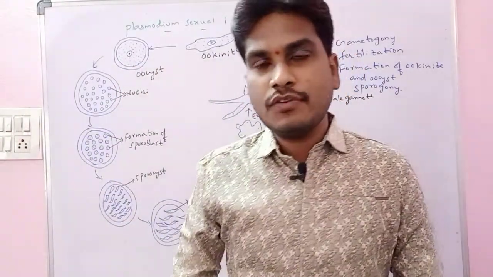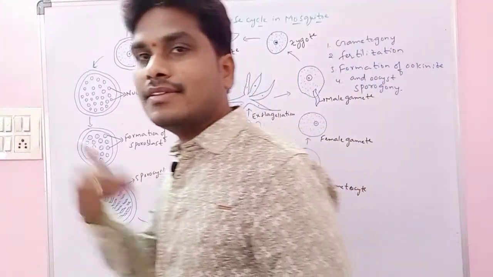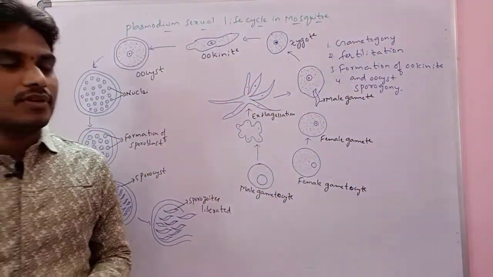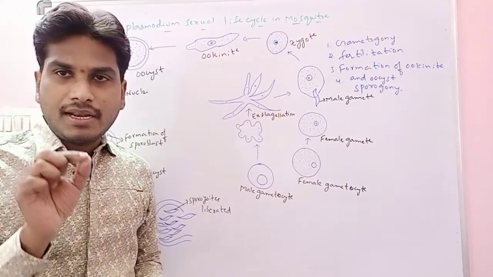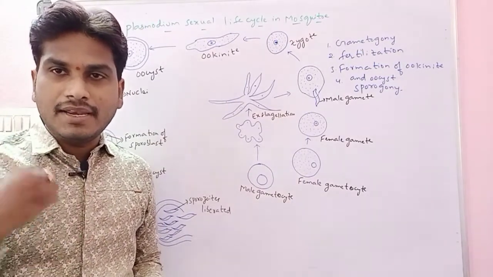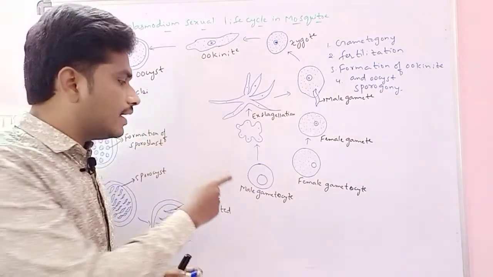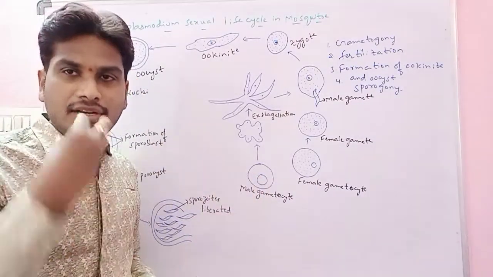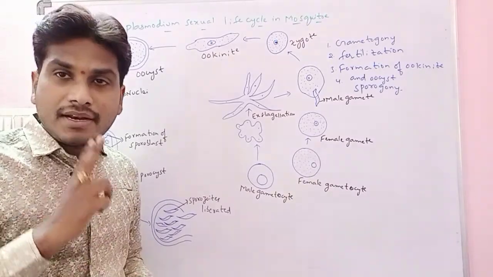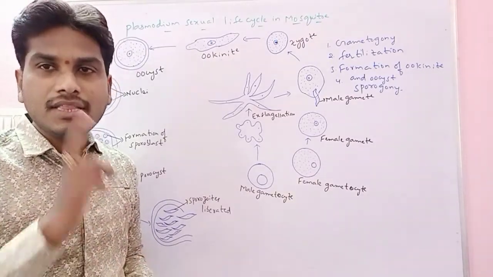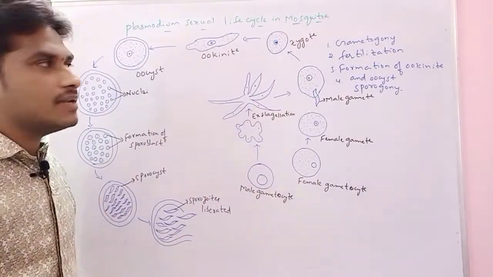First of all, how do the male gametocyte and female gametocyte enter into the female Anopheles mosquito? Whenever the female Anopheles mosquito bites a malaria patient, the male gametocyte and female gametocyte will enter into the female Anopheles mosquito. Whenever they enter, the life cycle will continue in the female Anopheles mosquito. In the first step, what is happening?